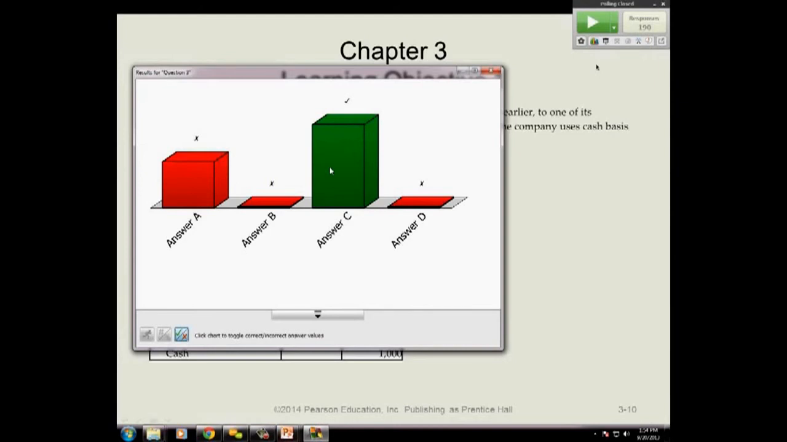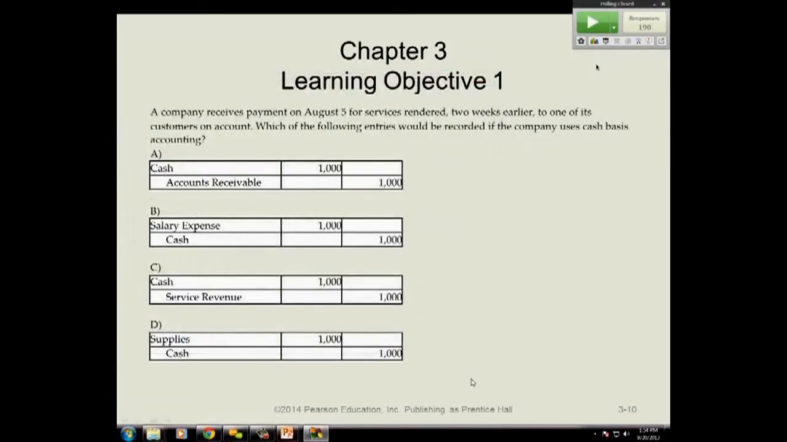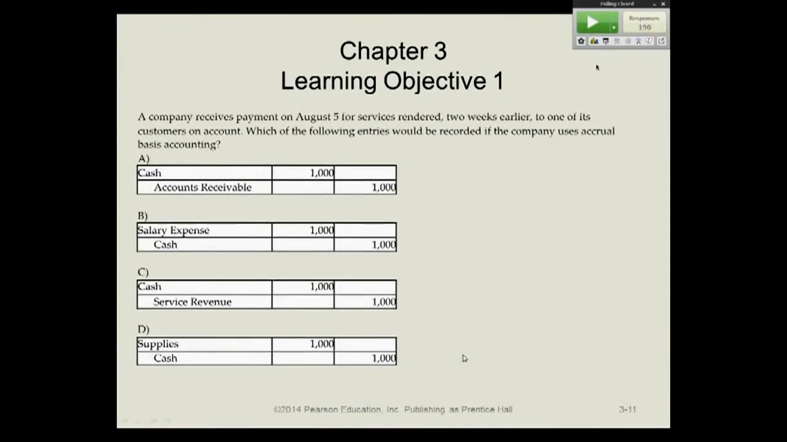So for those of you that answered A, that's the accrual basis, where you debit cash, credit accounts receivable, because you booked the receivable when you performed the service, right? And that, by the way, is the answer to the next question. The next question is the same scenario. I'm not going to ask you this one. It's the same scenario, but now you're on an accrual basis.